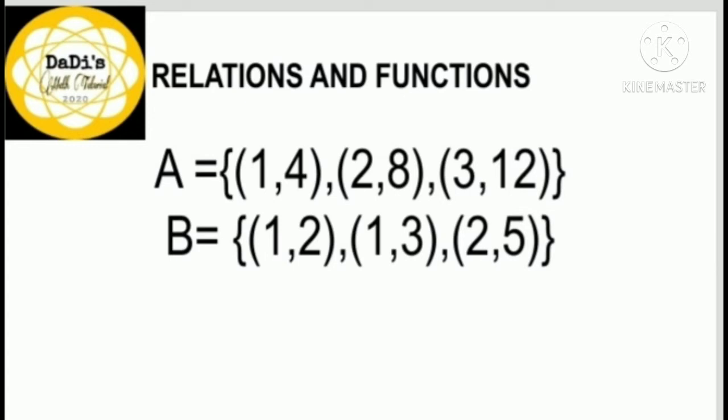Si B naman, may parehas siyang 1. At si 1 ay may dalawang y, which is 2 and 3. So that is why, malalaman natin talaga na si B is not a function but merely a relation. So that is why, ang makukuha natin dito na lesson, si A ang function at si B ay isa lamang relation.